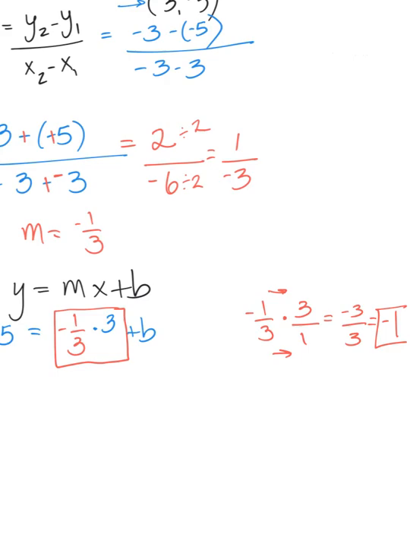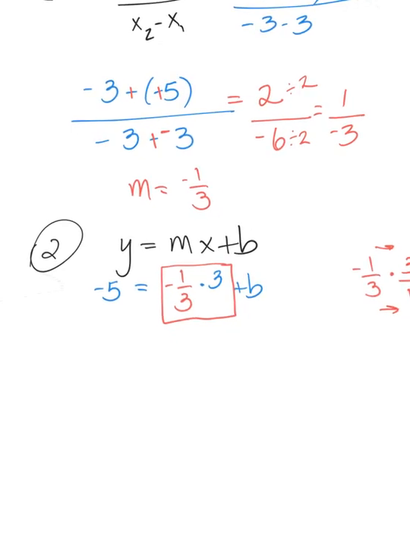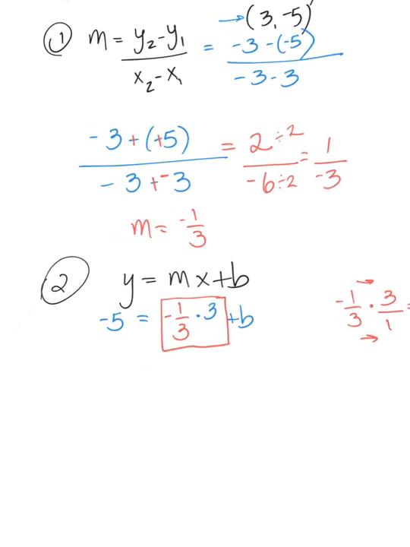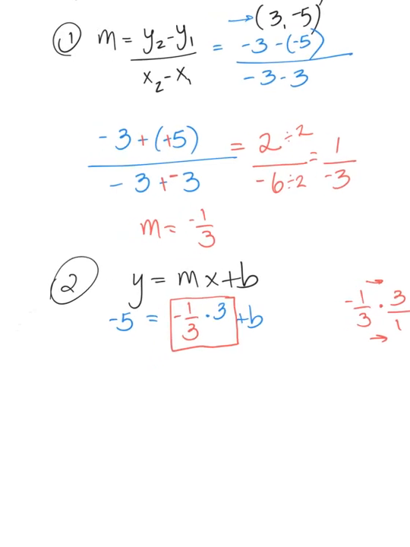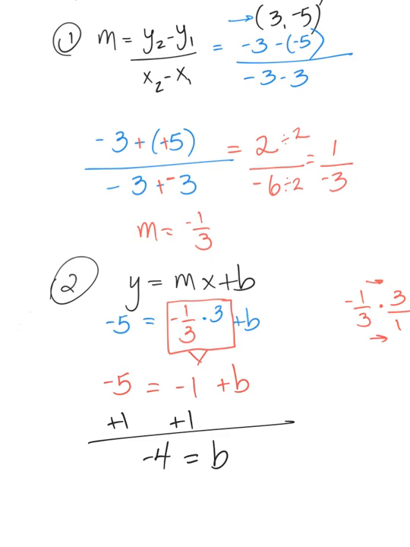So when I go back to my original equation, I know that this simplifies into -1. Just bring down my -5 and my b. Now my last step, of course, to get b by itself, I'm going to add 1 to both sides. So b equals -5 plus 1 gives me -4.